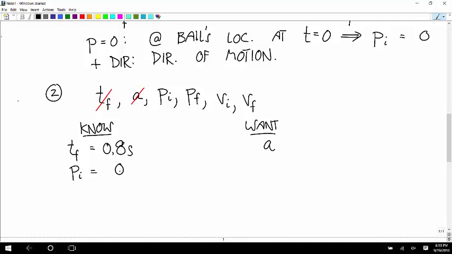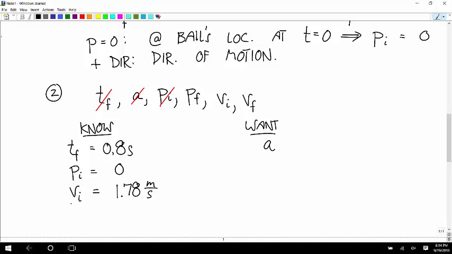We don't know that. That's what we're asked for in part B, but for now I'm just going to leave that out, because if we can find the acceleration without P final, that's all right for now. Do we know the velocity when time is equal to 0? Yes, that's given. So V initial is, did you say 1.78 meters per second?